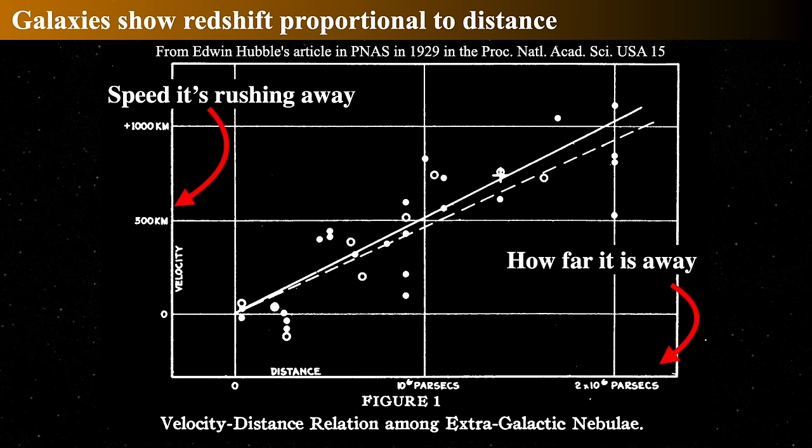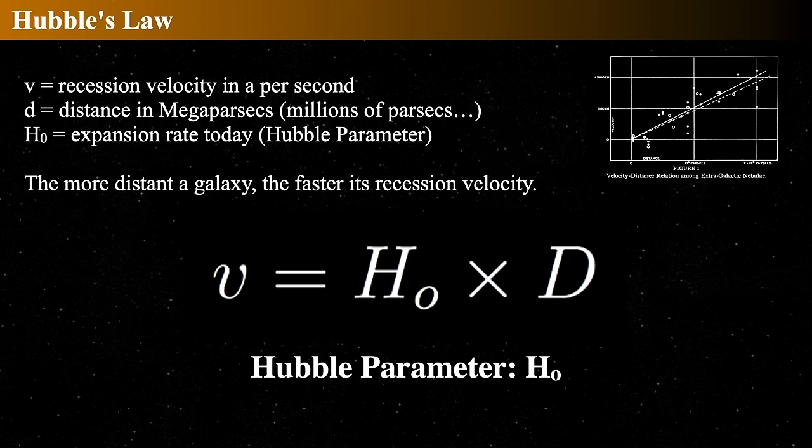This is Hubble's actual data from 1929. From it, he derived a best fit value for the relationship, which looks like the solid line. The slope of that line that Hubble derived was 500 kilometers per megaparsec, which is much larger than the values understood today. So that's it.